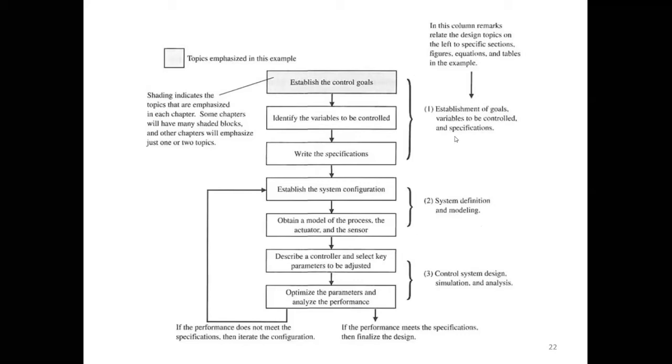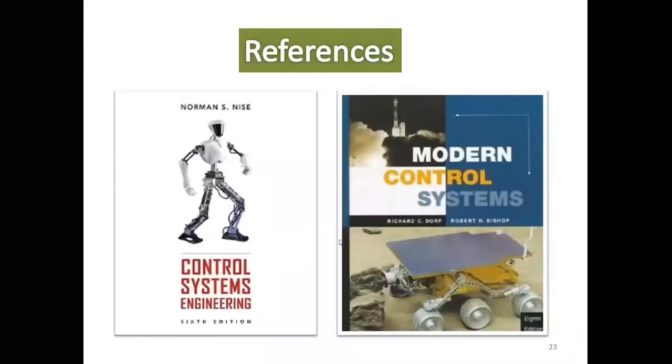Actually, this is the block diagram of the control system design at a glance. This is the control system design block diagram. So it was our first chapter. And we have two books, Control Systems Engineering, 6th edition, by Norman S. Nise, and Modern Control Systems by Richard C. Dorf.